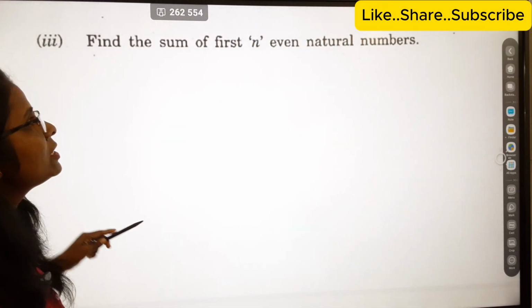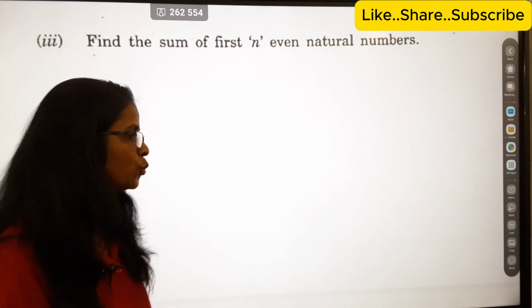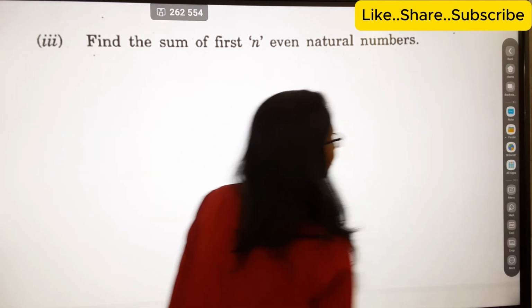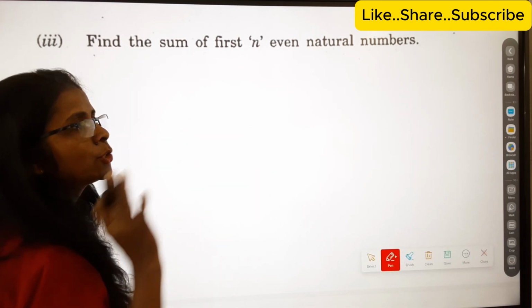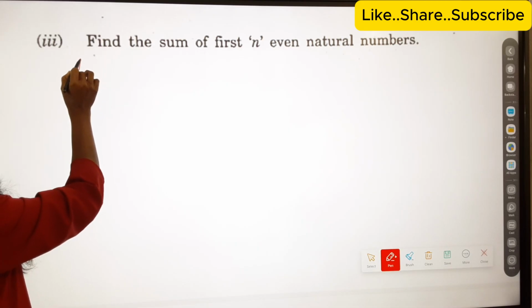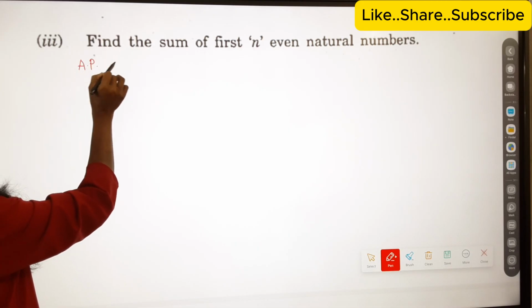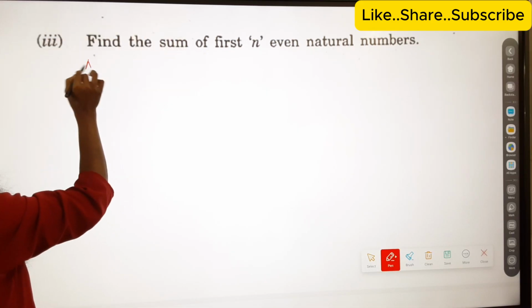Find the sum of the first n even natural numbers. So see how we can find this. The first n even natural numbers form an AP, arithmetic progression.